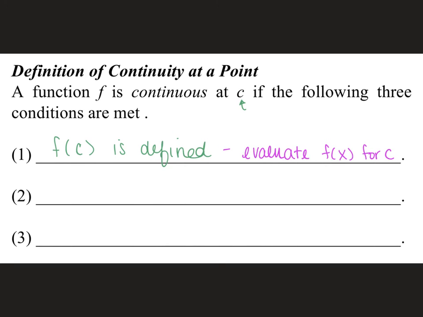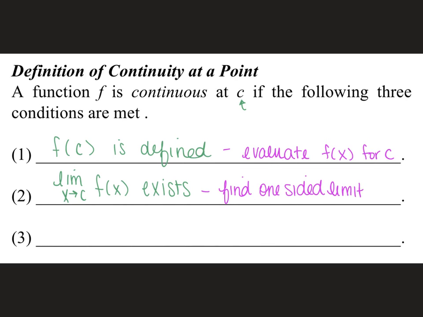Okay, so we need to make sure that our limit as x approaches c of f of x exists. Okay, so the way that we do that is we find our one-sided limits, and we need to make sure that both of our one-sided limits are equal to each other, which means that our limit does truly exist. So find one-sided limits, and they must be equal. Ran out of space there a little bit, but they must be equal for this limit to exist.